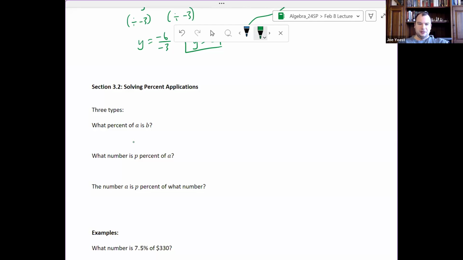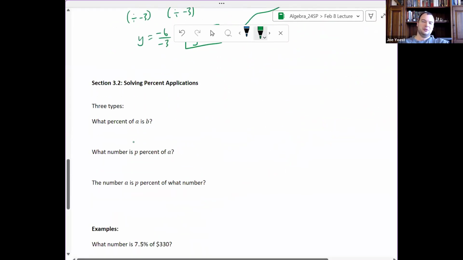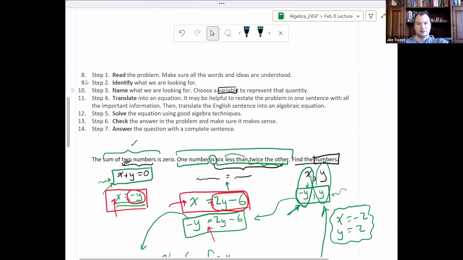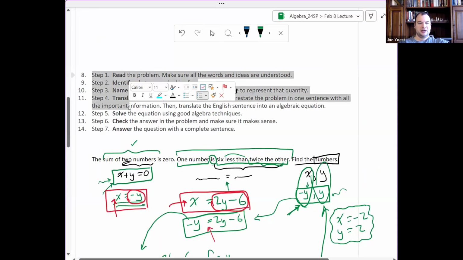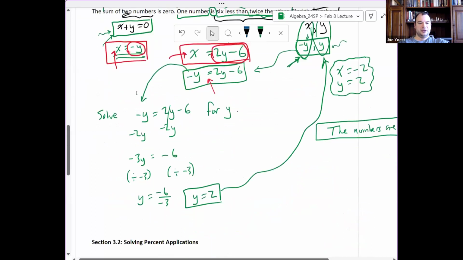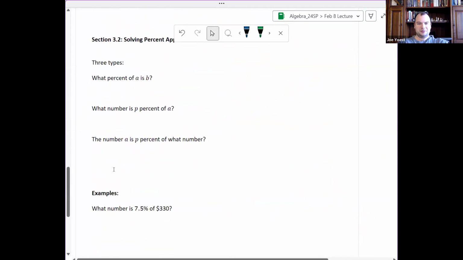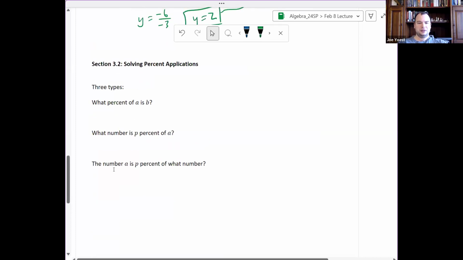So let's, for each of these in general, before we move on to specific examples, let's kind of work through these first four steps, read through these questions, read through these basically word problems, identify the variable, and set up an equation. So what percent of A is B?